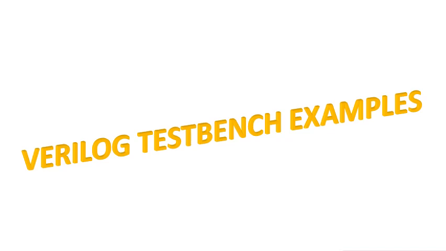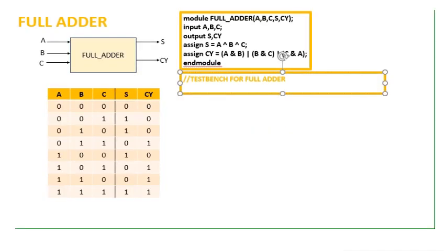In this video lecture, we will look at a few examples on Verilog test benches. The full adder design is ready here. So we have the block diagram of the full adder which comprises 3 inputs and 2 outputs, the truth table which depicts the behavior of the full adder, and the Verilog code that is using the assign statement. We have realized the full adder using data flow modeling. Next we will proceed to write the test bench for this full adder.